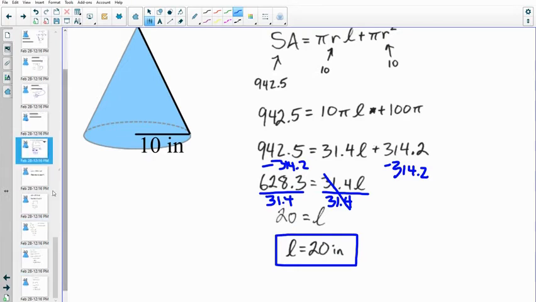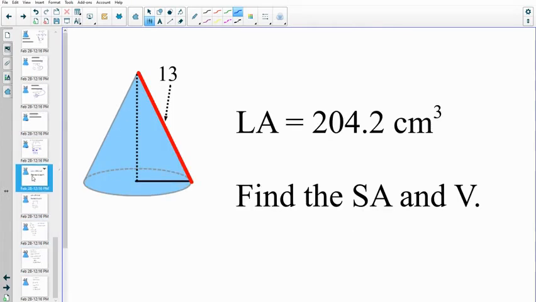All right, and then one more problem for us to take a look at today. Given the lateral area is 204.2 cubic centimeters, find the surface area and volume. And in this case, I've been given the slant height of 13. So where do we start on this one? Start with what we know. The lateral area is 204.2. So let's use that formula.